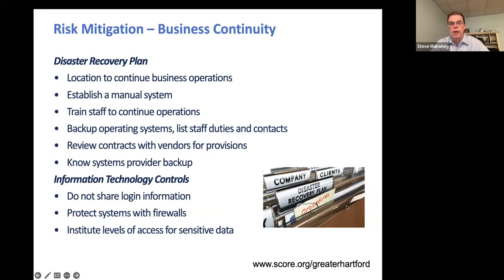Cybersecurity is a really big issue. It's easy for me to say protect your systems with firewalls, but there's a whole list of issues that you need to deal with in thinking about cybersecurity.